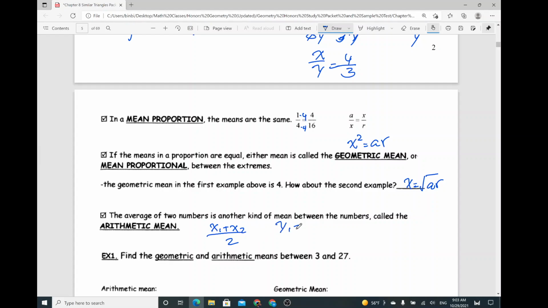So y1 plus y2 divided by 2, or it could be z1 plus z2 divided by 2. So let's say this one is 3-dimensional, to find the midpoint of the length, the width, the height. That's the formula for doing that, using the arithmetic mean.